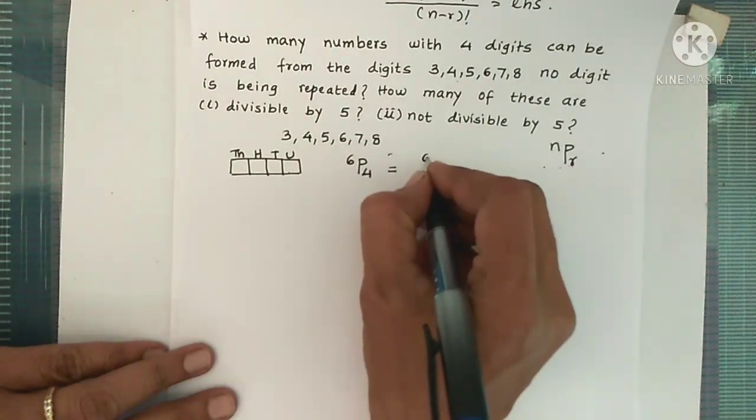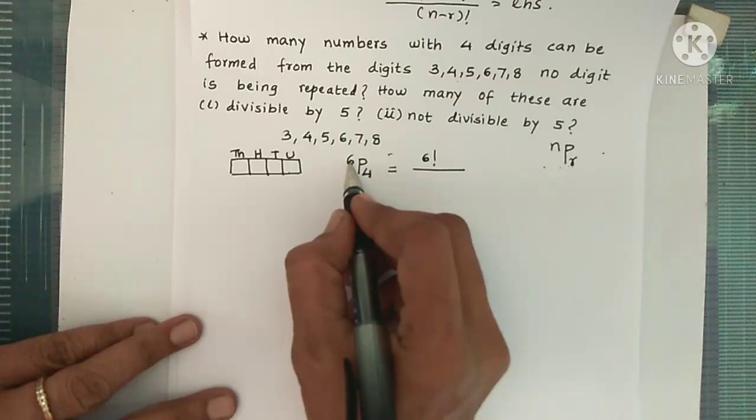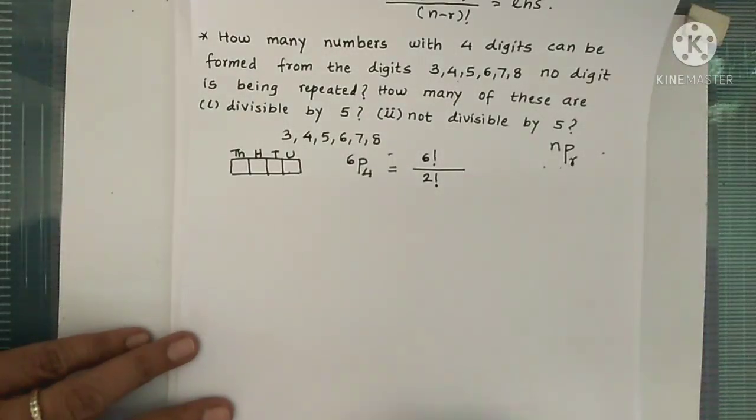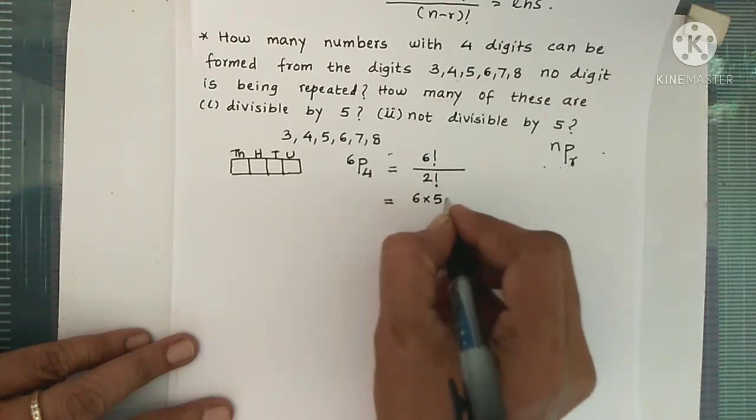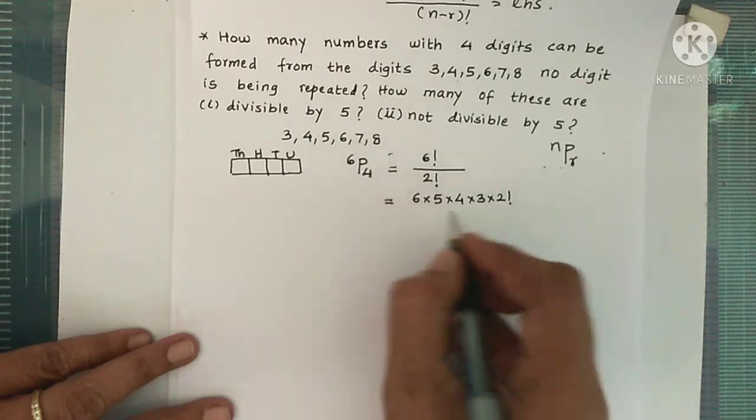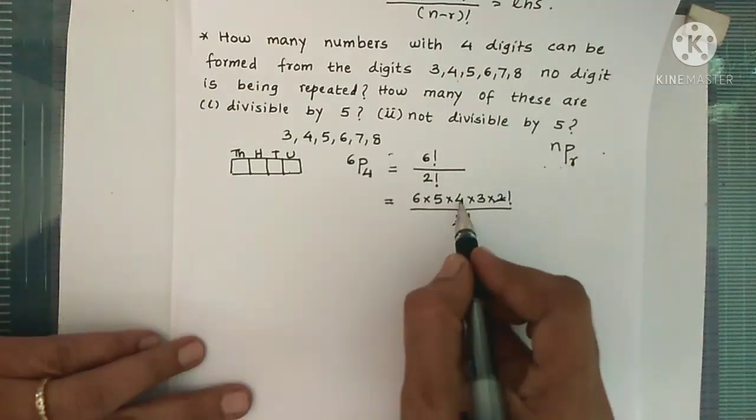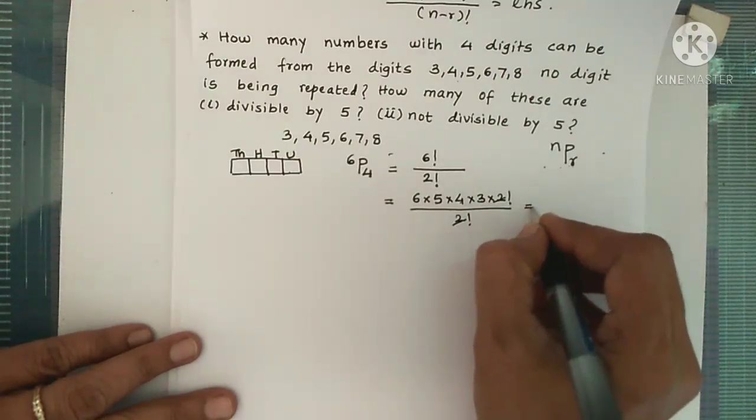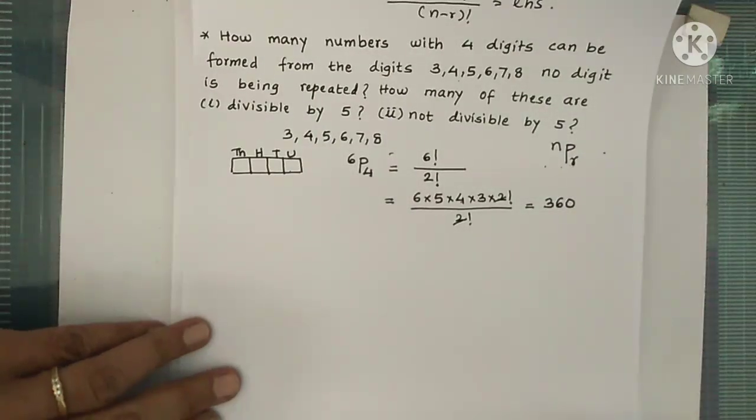Now let's use the formula. So this is 6 factorial divided by, we have to subtract this number from this number, and write factorial of that. 6 minus 4, that is 2 factorial. Now simplifying this, we can write this as 6 into 5 into 4 into 3 into 2 factorial. Now this 2 factorial gets cancelled. So we have 4 into 3, 12, into 5, that is 60, and 60 into 6 is 360. So in all, 360 numbers can be formed using these digits.